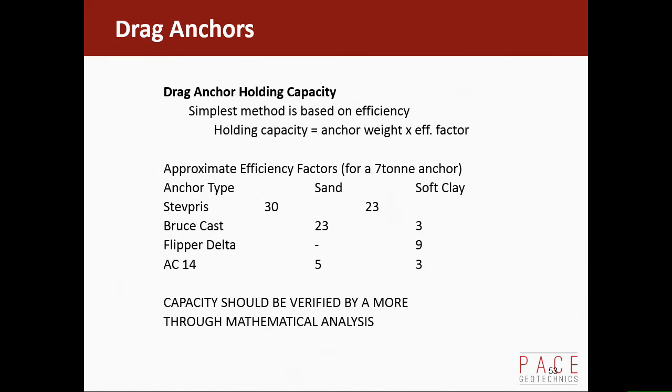Okay. Do the Flipper Delta and the Stevpris have to be retrieved backwards? You usually just pull them out, go over it, and then by pulling the flukes like that, you're able to pull it up over, in theory. So they're sort of equivalent to the anchors on the boats. Yeah, well, an AC14 probably wouldn't penetrate that deeply, which is why it's not really a proper high holding power anchor. But you don't get a big efficiency factor from it. Stevpris, you can put a line on them and pull them backwards.